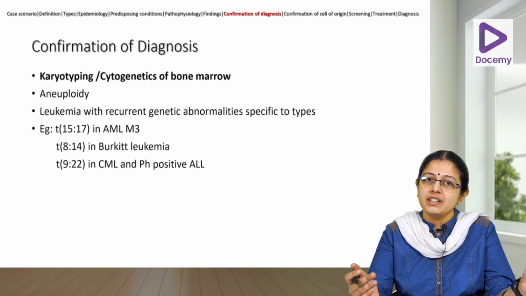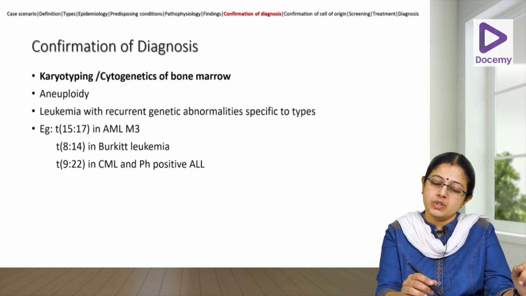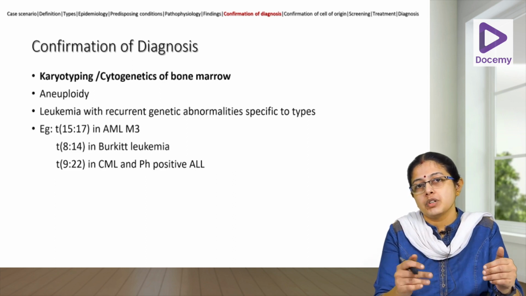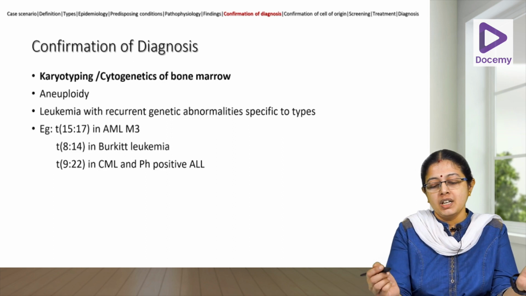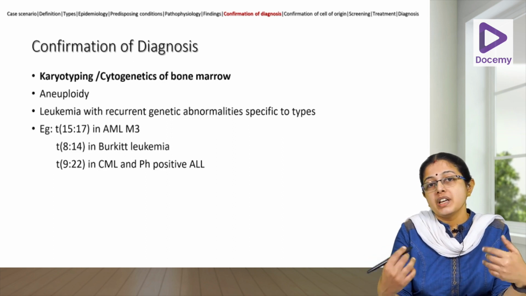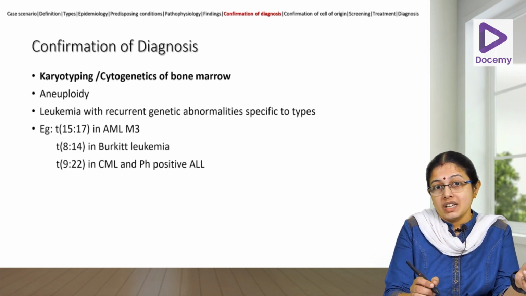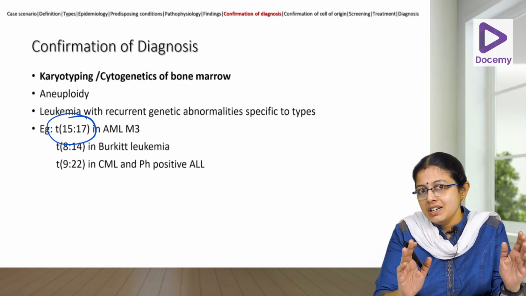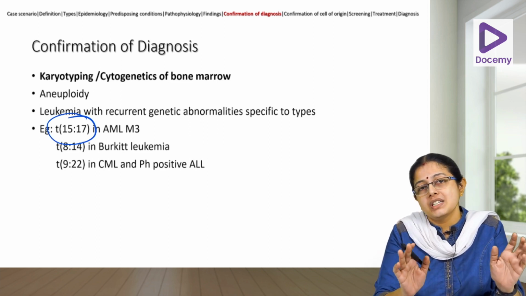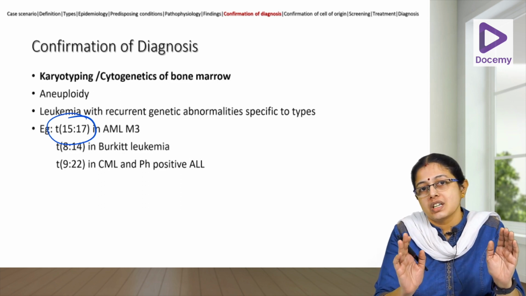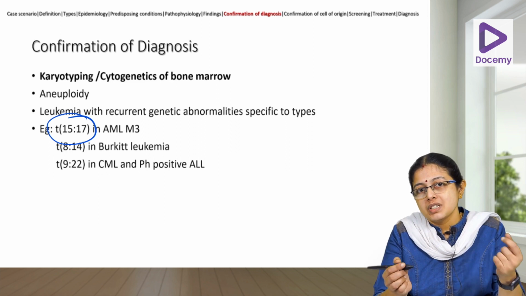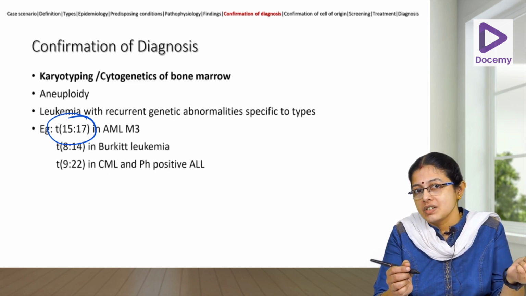And again, there are leukemias which have recurrent genetic abnormalities which define the leukemia. So, in AML M3, the acute promyelocytic leukemia, you actually have the translocation 15;17. A trained eye, a person who has been looking at cytogenetics consistently, will be able to pick up this translocation 15;17 from the karyotyping.